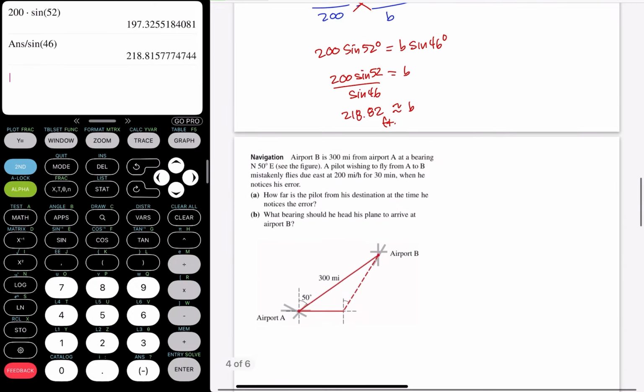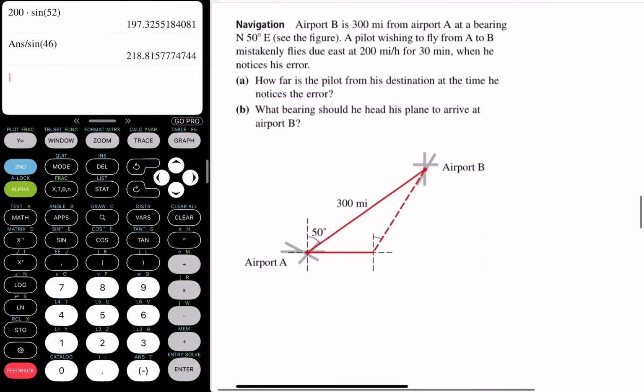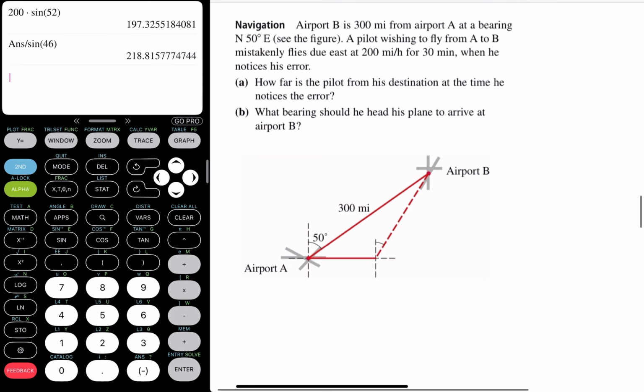Okay, all right, one more for these applied problems. You've got a couple of airports. Airports A and B are 300 miles apart. There's our 300. A pilot wishing to fly from A to B, on that straight yellow path, mistakenly flies due east at 200 miles an hour for 30 minutes.